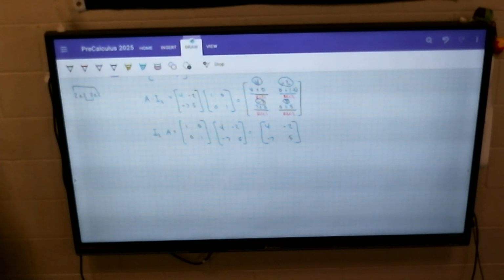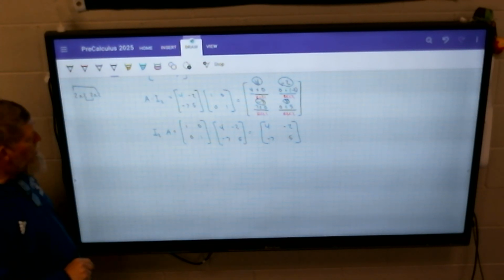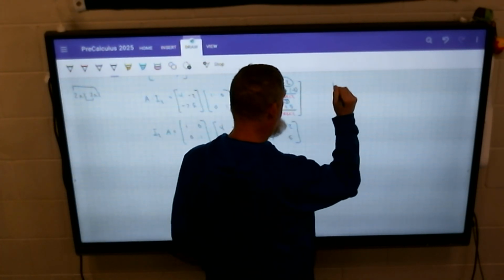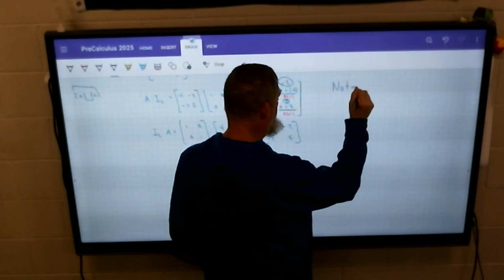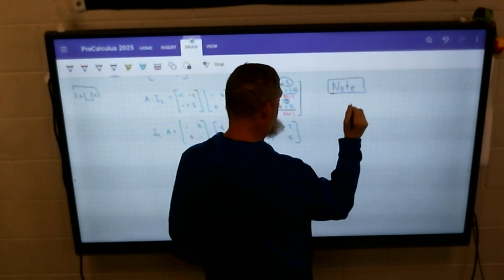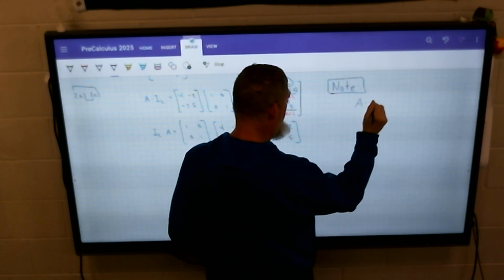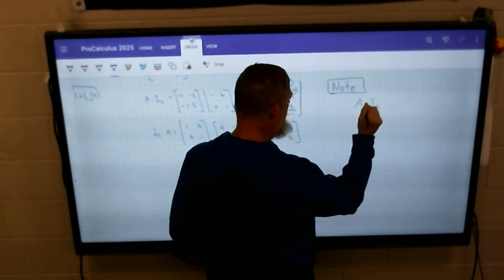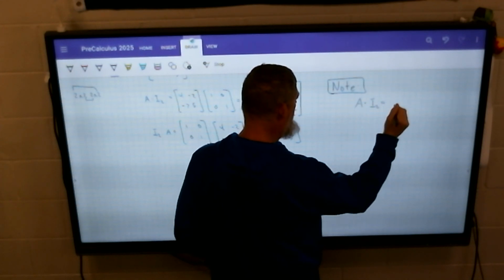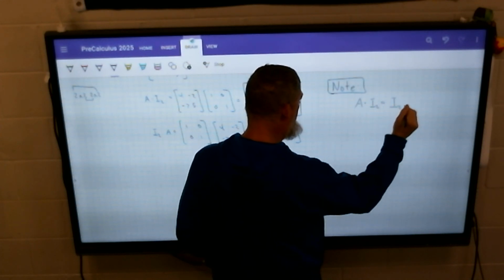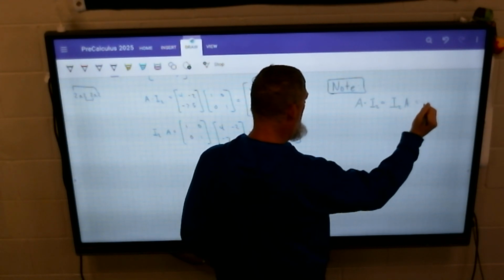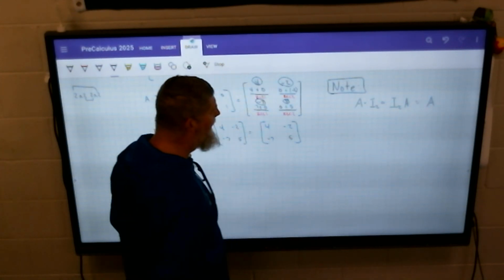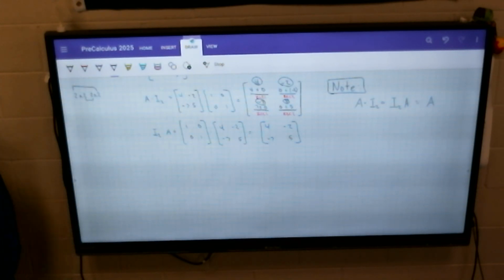So we just learned a very important thing about matrices. You might make a note on this one. This is a great non-computation test question. A times the identity of 2 is going to be equal to the identity of 2 times A, which is simply going to be equal to A. It doesn't matter which order you multiply it.